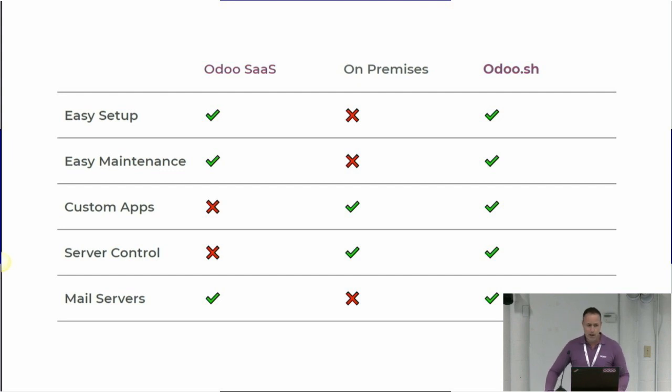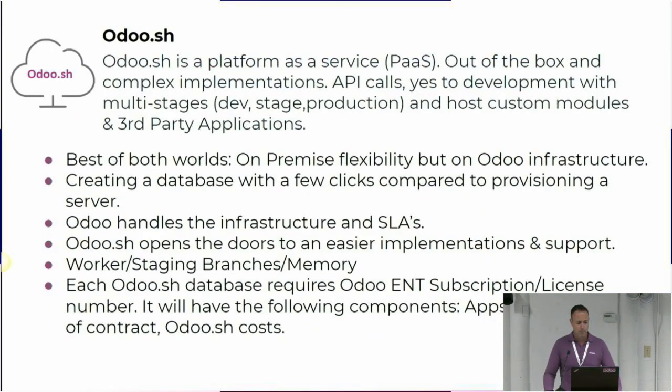So this is where the concept of a platform as a service, or Odoo.sh, came from. These are just some of the issues that we're trying to tackle. We thought, what if we tackled all of these with a platform, a turnkey solution? So that's where the concept of Odoo.sh comes from. It is our platform as a service, or PaaS.